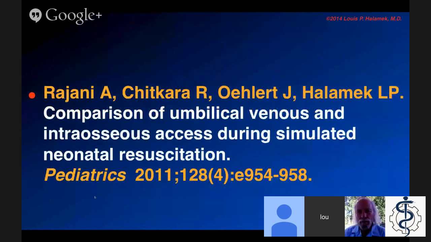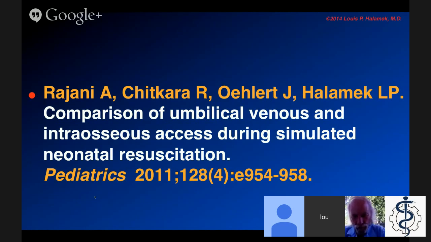Anand Rajani, who was a fellow with us several years ago, looked at human performance in achieving intravenous access or deep central venous access in newborns during resuscitation, which is actually a very difficult task. What he did is he looked at a procedure that is more commonly done in the emergency room, intraosseous access, putting a needle in a bone, and compared that with what we historically have done in the delivery room, which is putting a catheter into the umbilical vein in the umbilical cord.